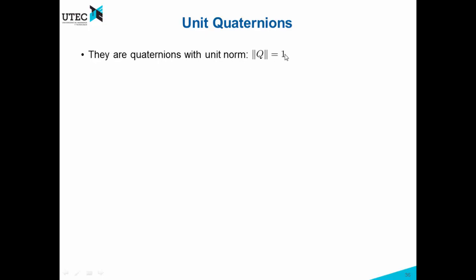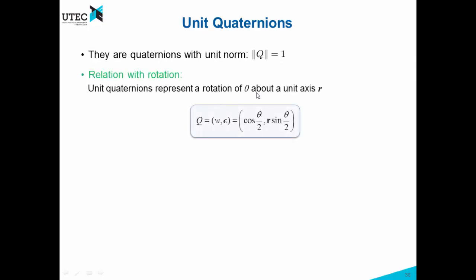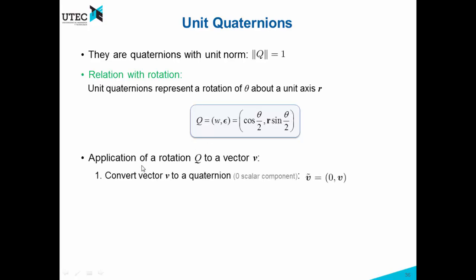And why are we interested in unit quaternions? Because they represent a rotation of theta about an axis r. So we have the cosine of theta halves, that's the scalar part, and the vector part will be the unit axis r times the sine of theta halves. If we want to apply the rotation given by the quaternion to some vector, first we have to convert the vector to a quaternion. And so we set the vector part to the vector that we want and the scalar part to 0. Then we apply the rotation.